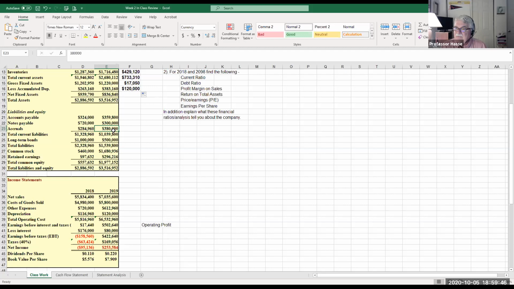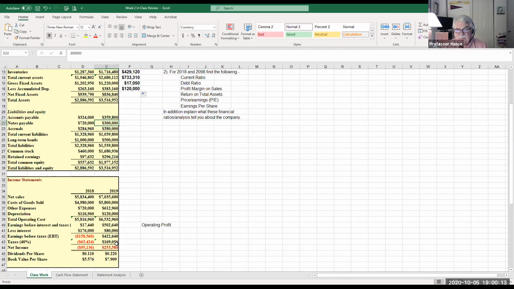Non-interest bearing debt, which is important. You just have to pay it back within 30 days. Then why is notes payable here? Because notes payable implies that this is an interest-bearing debt. We have to pay interest because it's a note, probably to a bank. Well, why is it in current liabilities? Because this $300,000 is due in the next year.